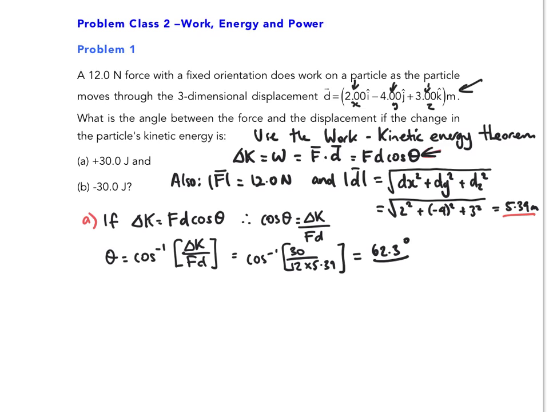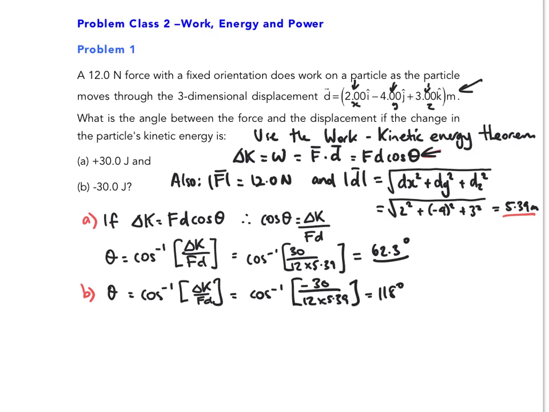That's the answer to the first one, and then it's very easy to find B just using the same expression. So cos minus 1 of delta K over F D is cos minus 1 of minus 30 over 12 times 5.39, and we get a different angle, 118 degrees. Reasonably easy, but we had to put together a few things there: the work-kinetic energy theorem and the work done is F dot D.